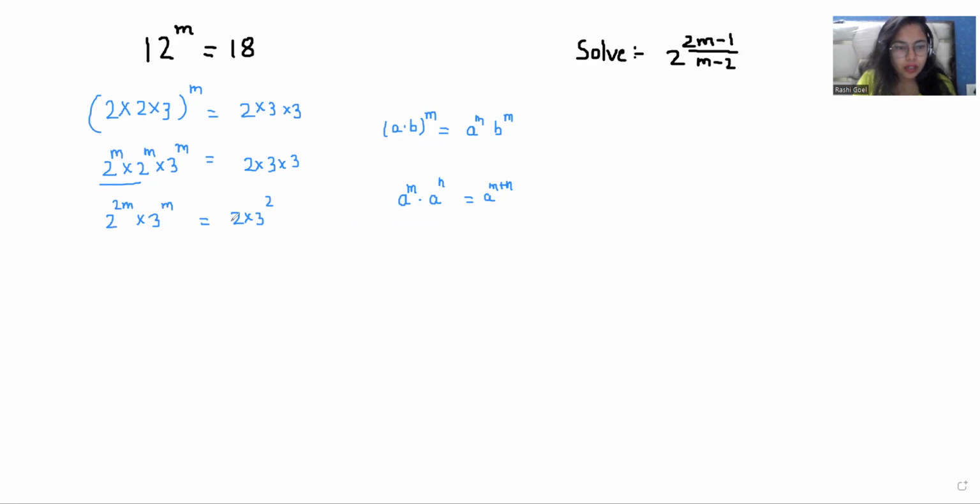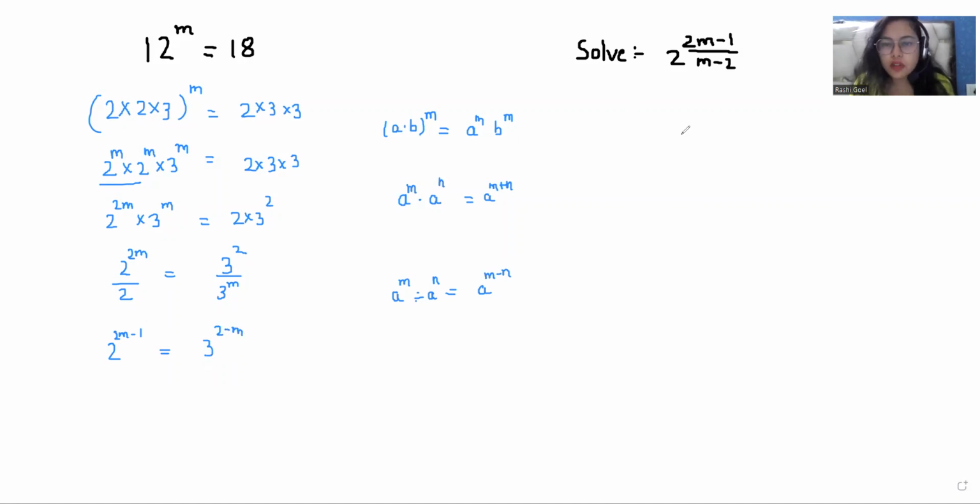Now, if I take the similar terms here, so 2 power 2m divided by 2 is equals to 3 power 2 over 3 power m. Now, the property of exponent said that a power m divided by a power n, we can write it as a power m minus n. Here, so I can write it as 2 power 2m minus 1 is equals to 3 power 2 minus m.